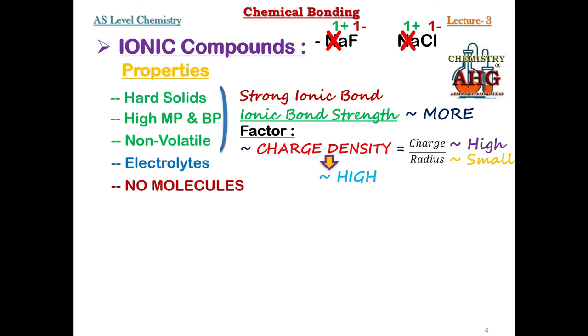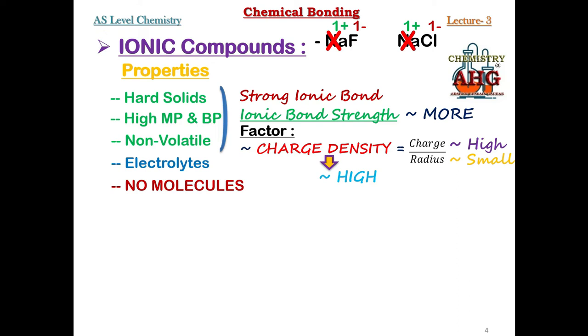Now you can see in this answer, I have not given any indication about the charge. Whenever a factor is common in the given compounds, no need to mention that factor. So simply you can exclude that factor. So the straightforward answer that you should write down: sodium fluoride has high melting and boiling point since it has a strong ionic bond, as fluoride has high charge density due to small radius.